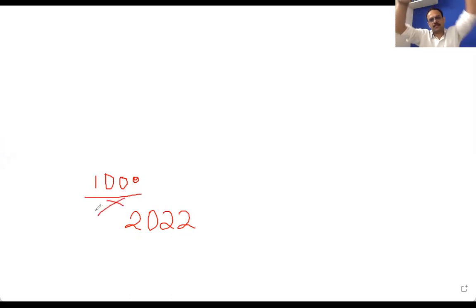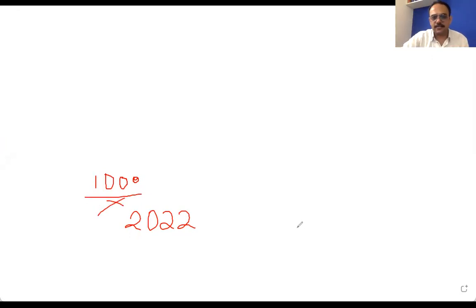Let's say today is February 2022, about to start. The share price is 100 rupees for any given share. Let's say the share price is 100 rupees for a share X. The company X, the share price is 100 rupees.